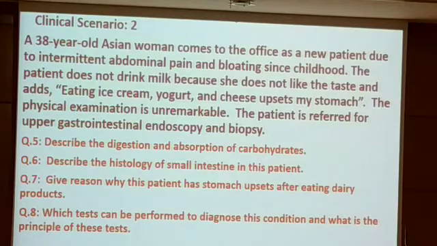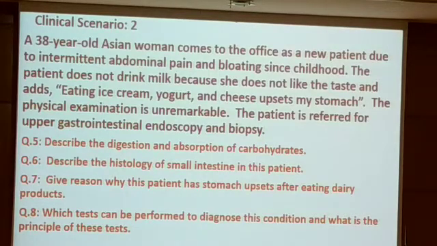Give the reason why this patient has stomach upsets after eating dairy products. From the clinical scenario, I think it's clear that he could have lactase deficiency, so lactose intolerance. So why is he having abdominal pain, bloating, all these things? He doesn't have lactase, so lactose will move to the large intestine. The bacteria will digest it there. Fermented. So when fermentation happens, what would happen? Production of gases, hydrogen. So this causes bloating, which pushes on the abdomen, which can be translated into pain.